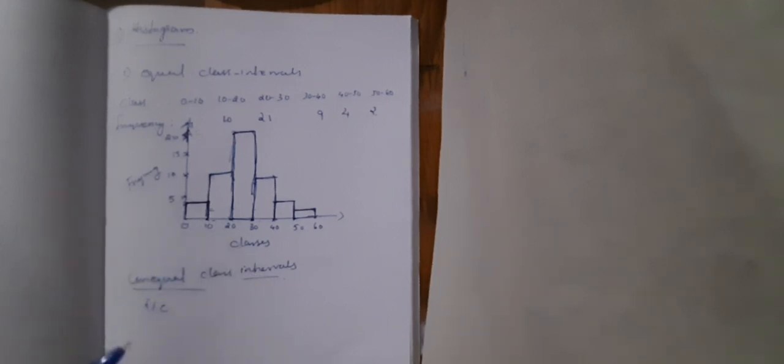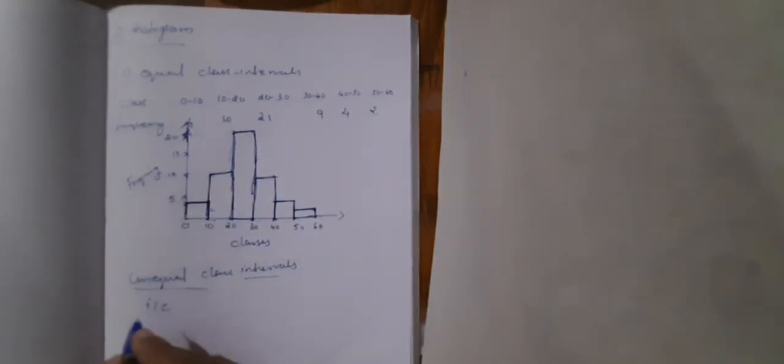And for unequal class intervals, the height of the rectangles are calculated by density, frequency density. Here the height of the rectangles are just frequencies. For unequal class intervals, the frequency density is taken along y-axis, that is f by c. F is the frequency and c is the class interval. Okay, that is length is f by c. Here length is frequencies, here length is f by c, that is frequency density.